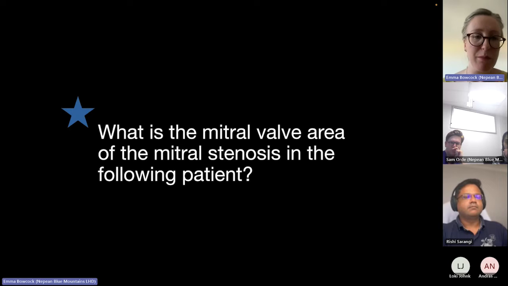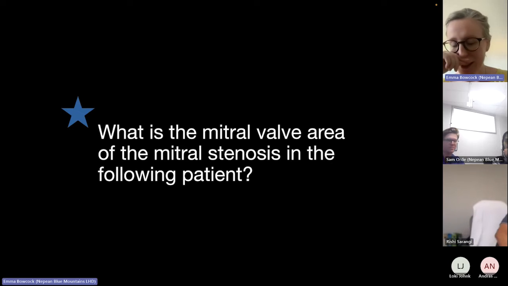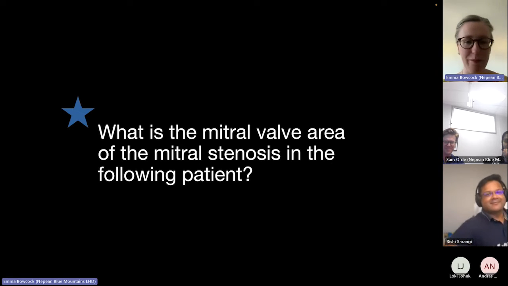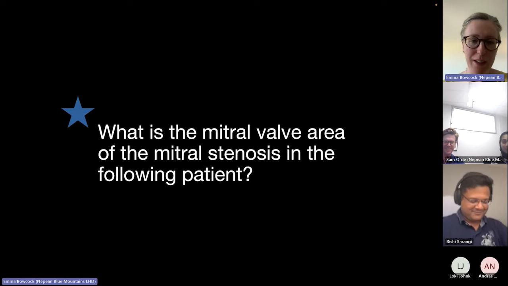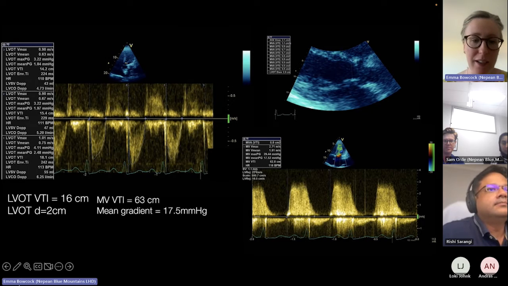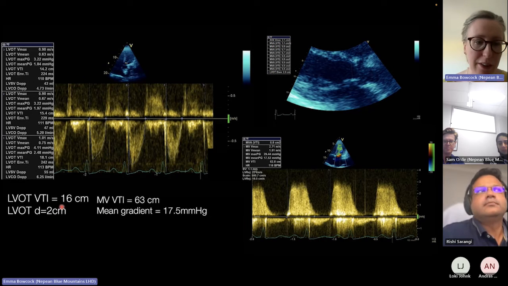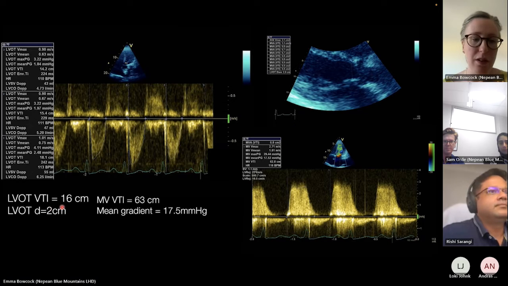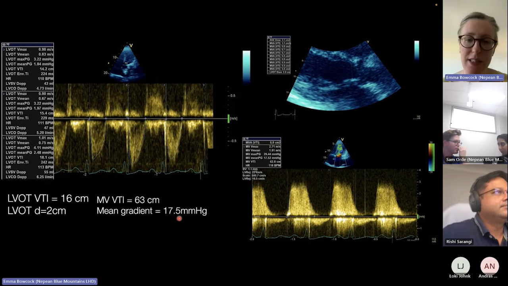So I'm going to give you some numbers. Have you all got a calculator or a piece of paper? I think the numbers are easy. No, I definitely need a calculator. What's the mitral valve area of the mitral stenosis in the following patient? Before you do it, ignore all of these values here. Just the LVOT diameter I've put down here, it's 2, and the VTI is averaged at 16, and the mitral valve VTI is 63. And the mean gradient, 17.5.